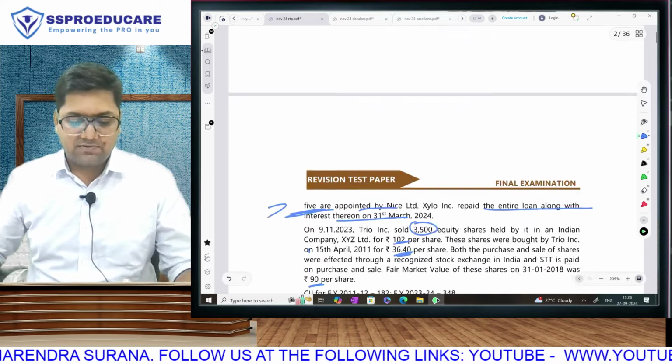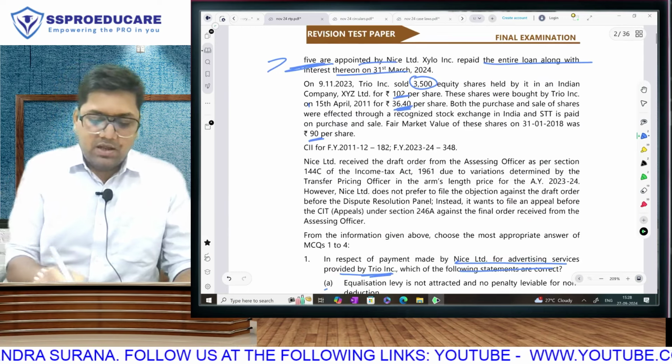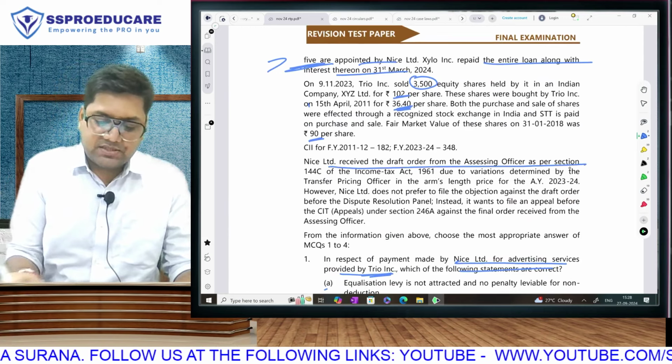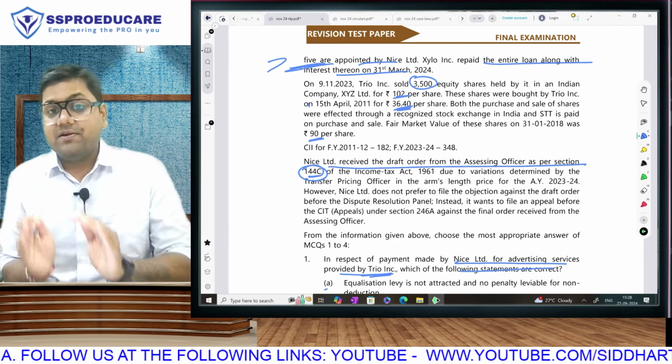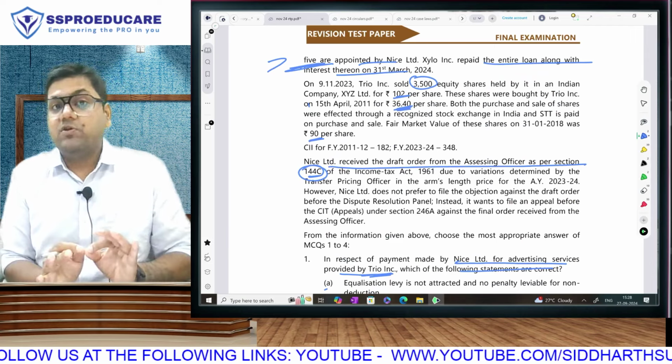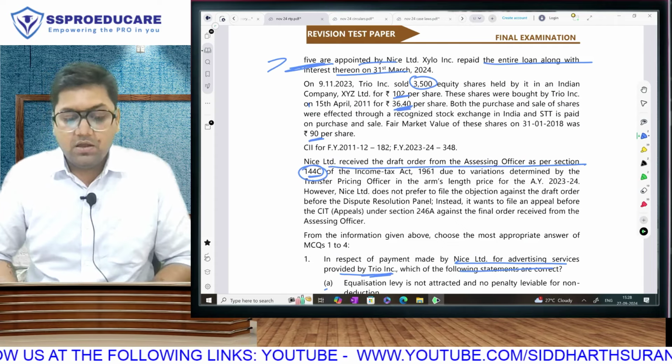So this last paragraph was talking about draft order. NICE Limited received draft order from assessing officer as per 144C, that is, under the dispute resolution panel. Whenever you are an eligible assessee, the AO will not make the final order. He will first give you the draft order.